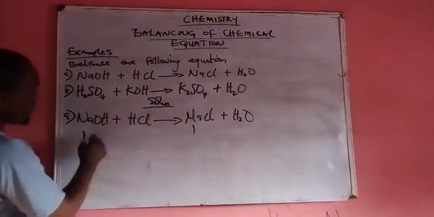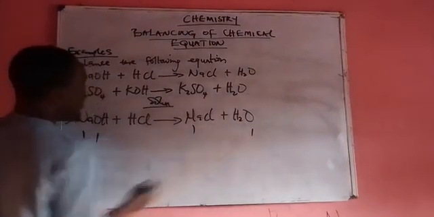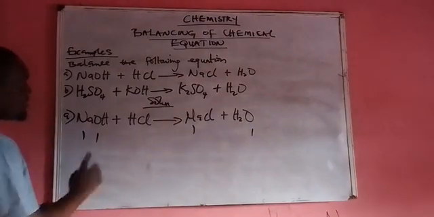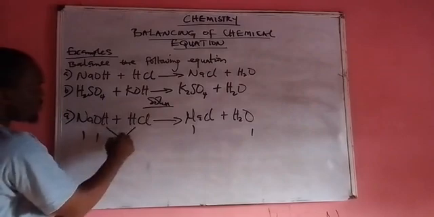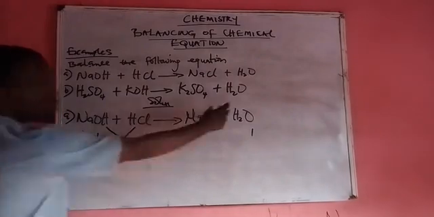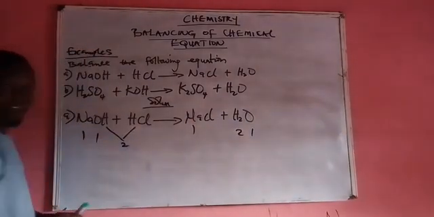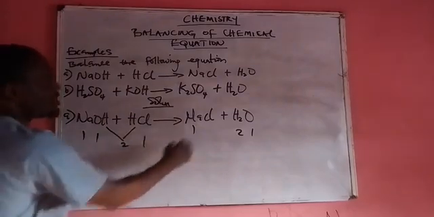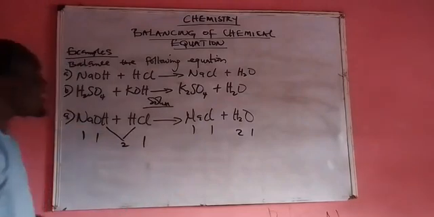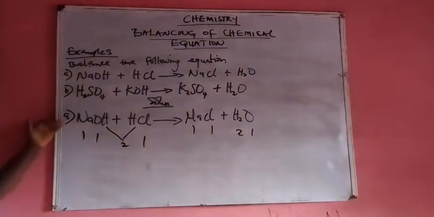Now let's check oxygen. Oxygen here we have 1, and there we also have 1. Now let's check hydrogen. We have 1 hydrogen here and another one here, so hydrogen is 2 here. How many do we have there? We have 2. Are you getting it now? So let's check chlorine. How many do we have here? 1. And there, 1. So this equation is perfectly balanced.